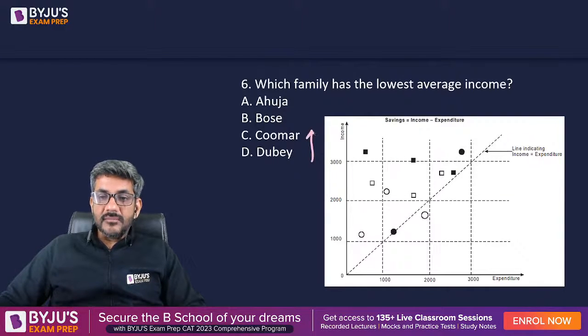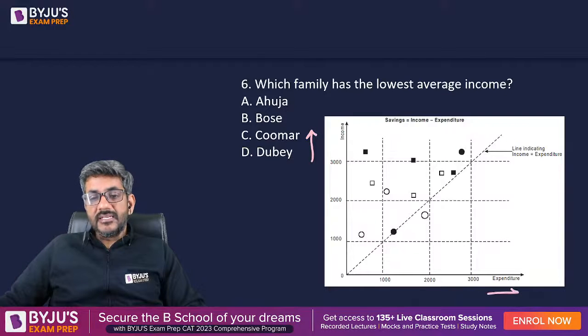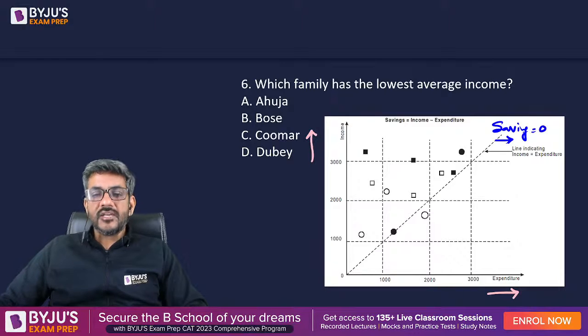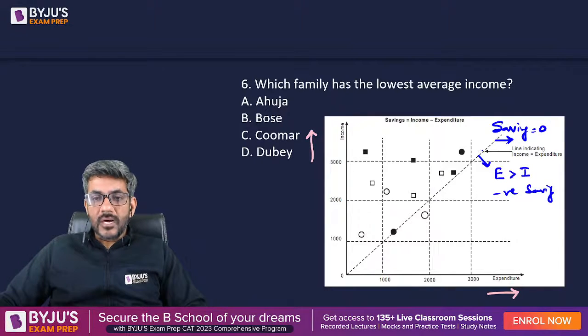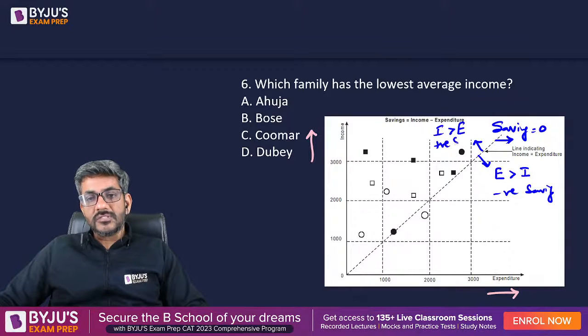See, the income is represented here, expenditure is represented here. He has clearly told us that this line is indicating income equal to expenditure. So can I say on this line the saving is equal to 0. Anyone who is below the line has expenditure more than income, that means a negative saving. Anyone who is above this line has income more than expenditure, that means a positive saving.